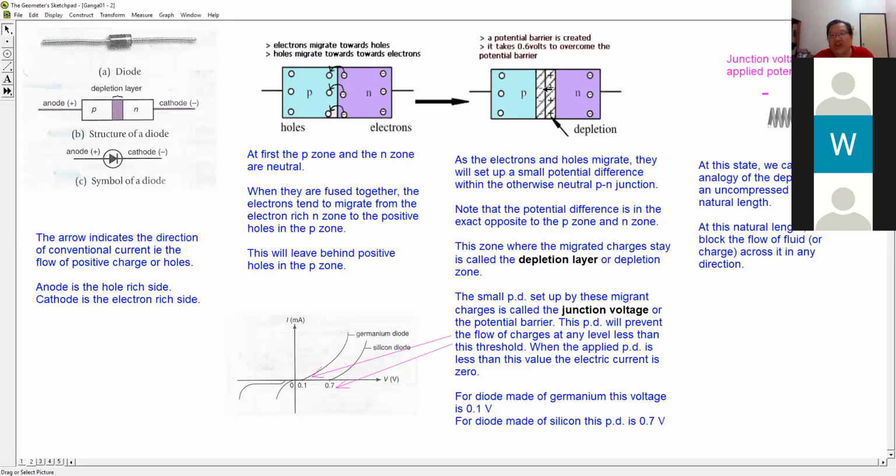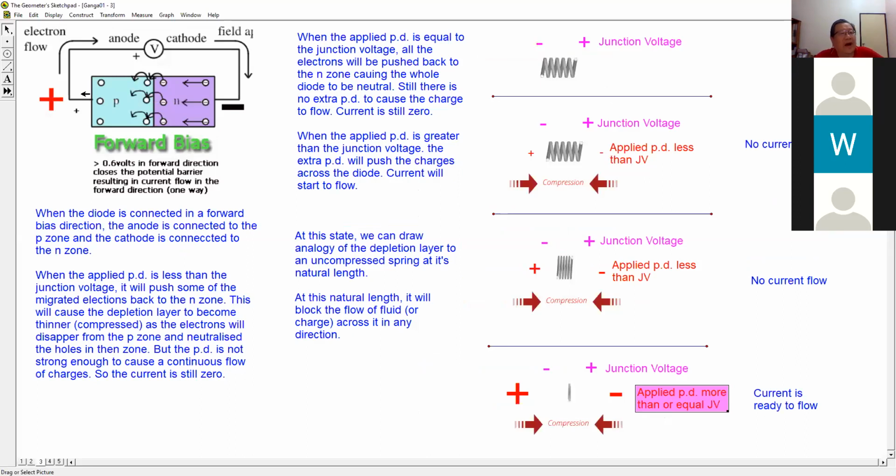Greater than the voltage here. So once you exert a greater voltage than the junction voltage, then you can actually overcome this depletion layer, and the charge can easily flow across from the P side. The positive charge can flow from the P side to the N side. So the conventional current can flow like that, but they have to overcome the depletion layer, the depletion zone.